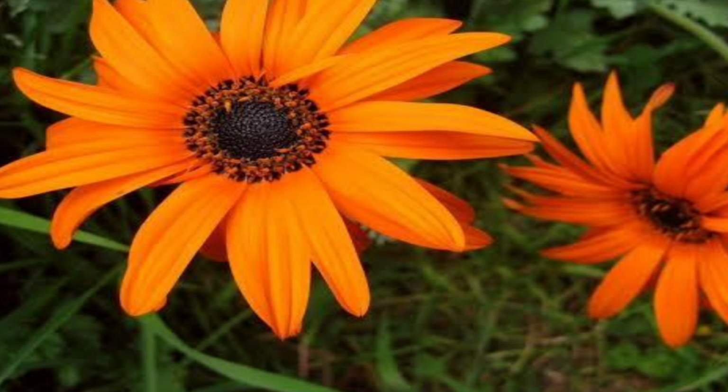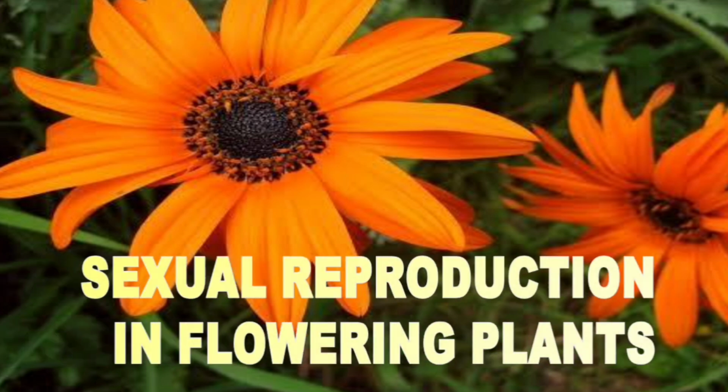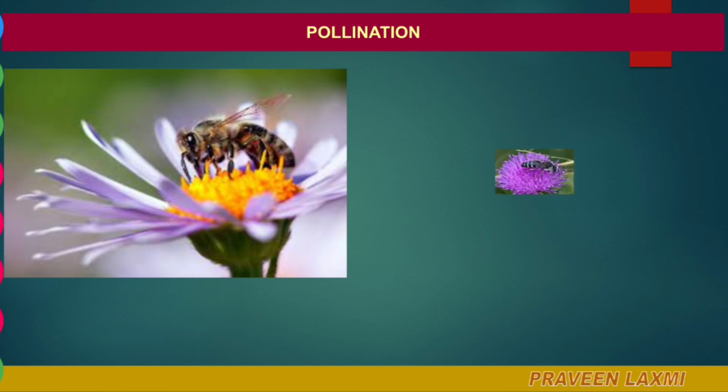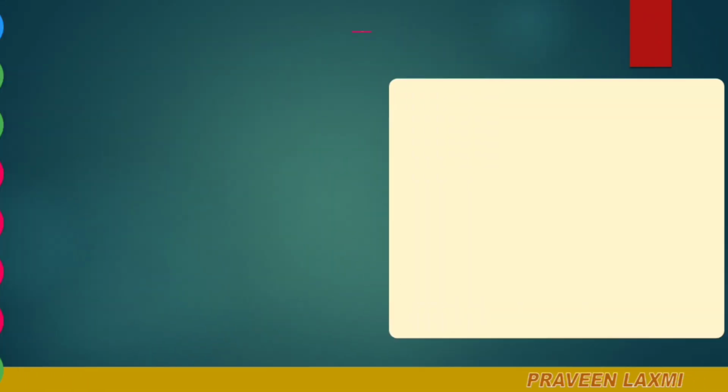Today in this video we are going to discuss chapter 1 of your NCERT, Sexual Reproduction in Flowering Plants. The topic that we are going to discuss today is pollination. What is pollination? It is the transfer of pollen grain from the anther to the stigma of a pistil. So that is what we call pollination. The pollen grain is being transferred from where to where? From the anther to the stigma. That is called pollination.